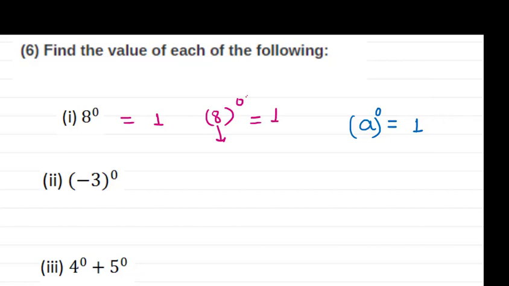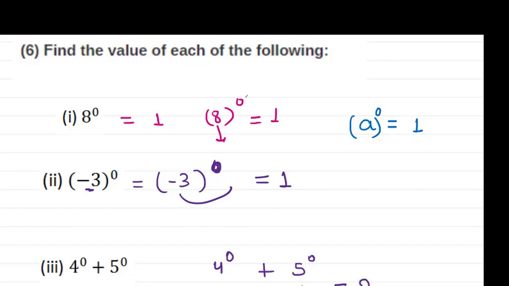In the same way, here you have minus 3 to the power 0. If the exponent is 0, then this value will be 1, just 1. Now here also you have 4 to the power 0, so this value is 1, and then 5 to the power 0, this value is also 1. So 1 plus 1 is 2. So this is your answer for this question.